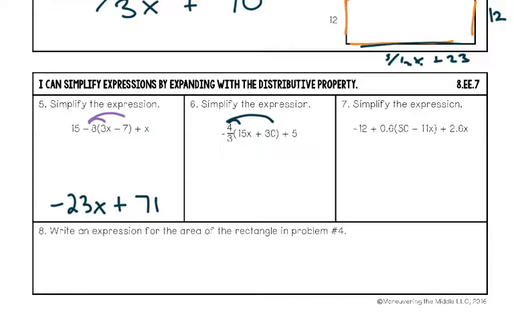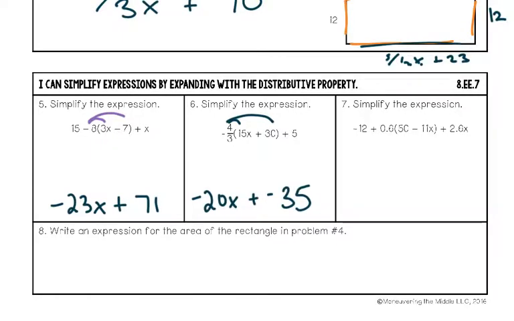Negative 4/3 times 15x is negative 20x. And then I have a negative 4/3 times 30. So negative 4/3 times 30 is negative 40. So I have a negative 20x minus 40. Then I have this plus 5 on the outside. The negative 40 and the plus 5 go together because numbers go with numbers, and that turns into a negative 35. So your final answer is negative 20x minus 35, or plus negative 35.